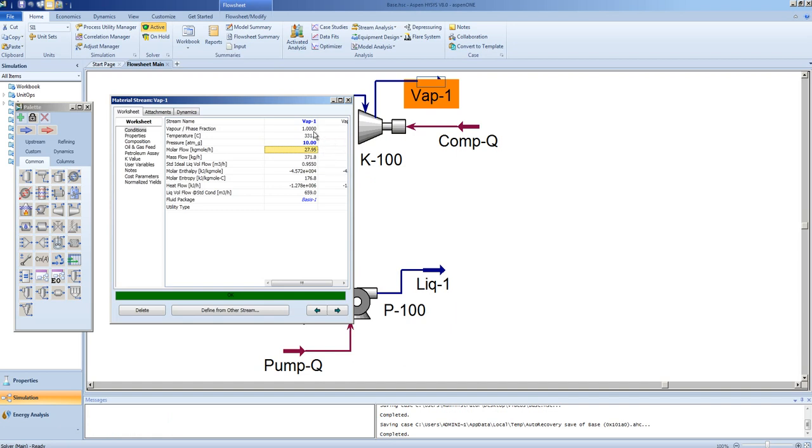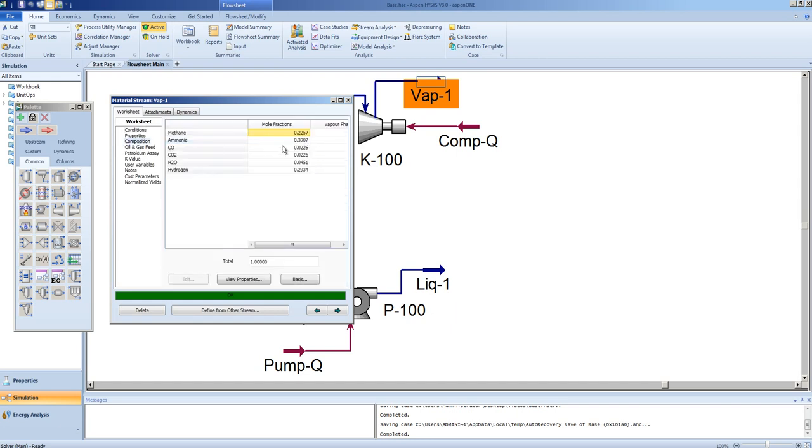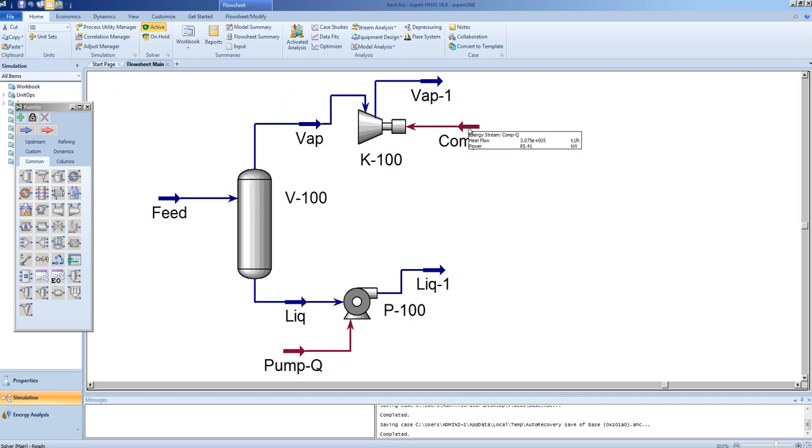Note I did not specify a temperature it would exit at. I did not specify vapor fraction or mass flow or composition. If I were to specify any of these things, I would over-specify the problem, and as such, the model will not solve. In this case, we calculated the compressor power as 85 kilowatts.